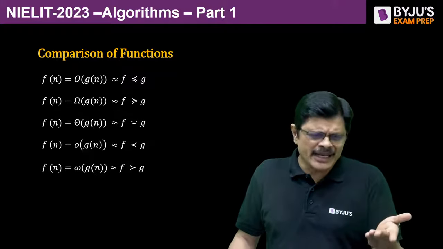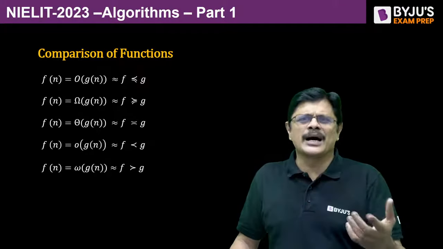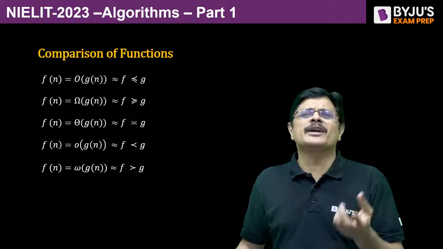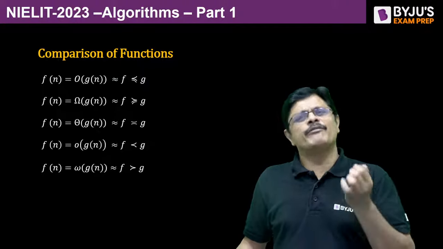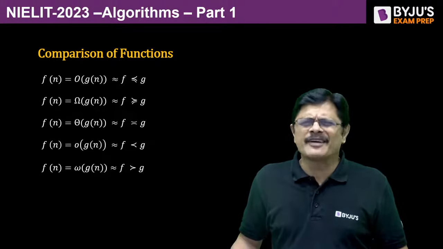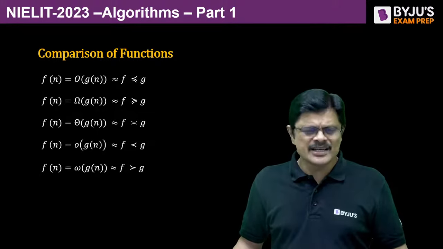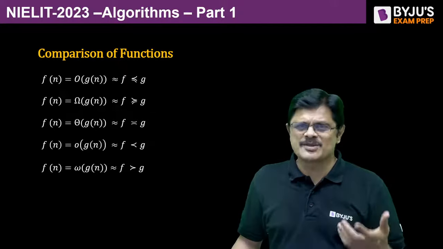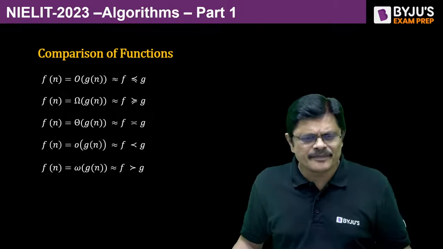Even in examinations like ISRO, BARC, even Nielit, they may be using big O notation most of the time, but it is better to know the idea of big theta notation also. Small o and small omega are very rare for such examinations. Sometimes in GATE you can find problems based on these notations also.